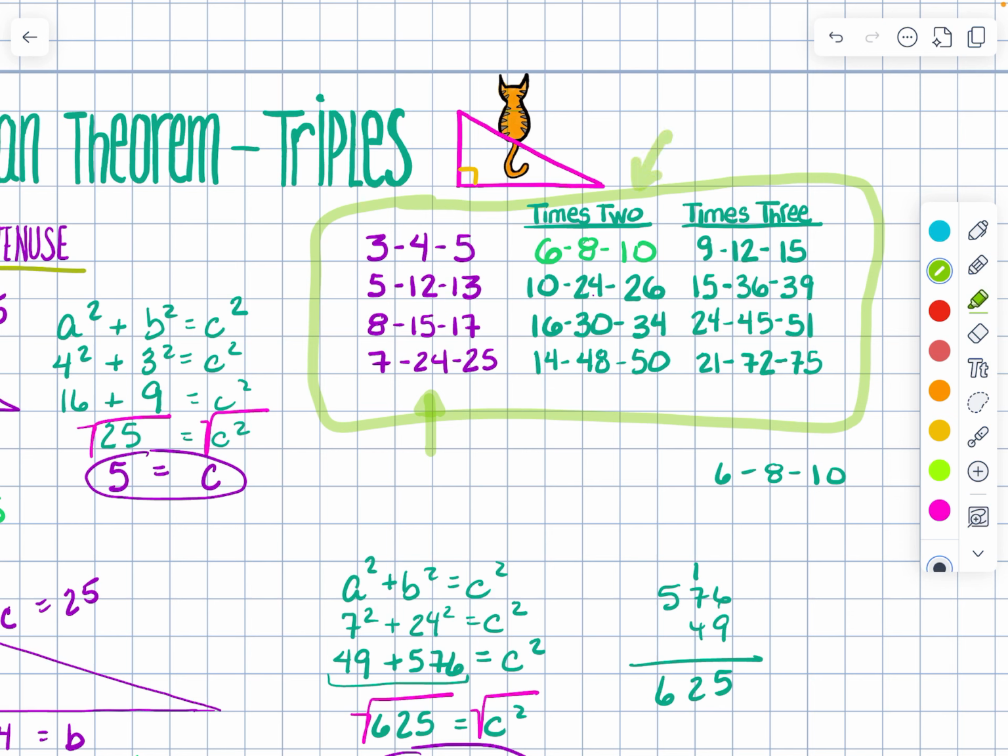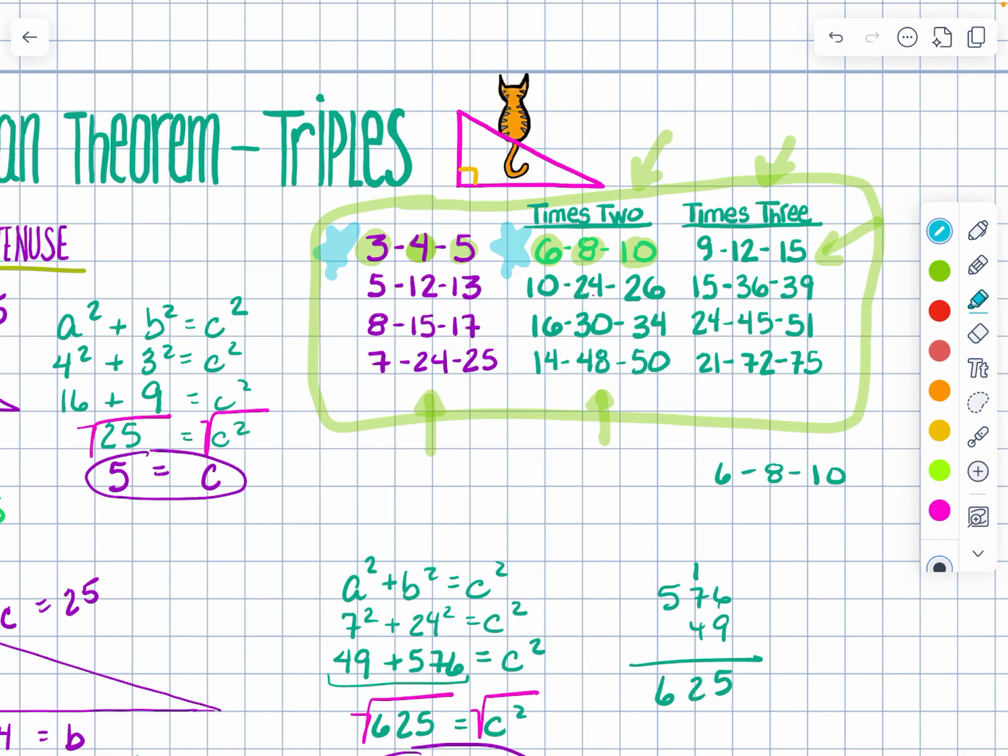But on this second column, if that didn't make sense, hopefully this will, I've just multiplied each of these by 2. So like I multiplied 3 times 2 to get 6, and 2 times 4 to get 8, and 2 times 5 to get 10. And then I did the same thing. I multiplied 3, 4, and 5 each by 3 to get this one. And why am I pointing this out to you? Because you're going to see this one a lot. And you're probably going to see some variation of the rest of them.